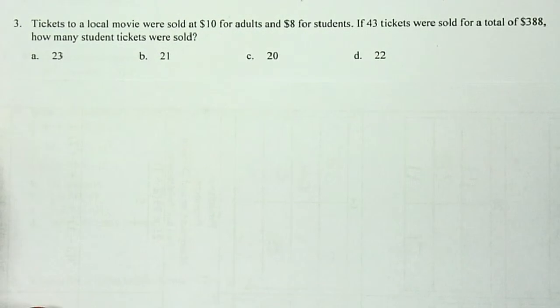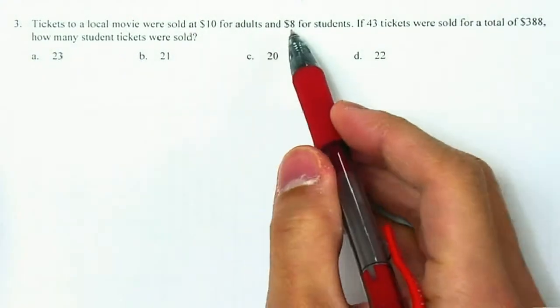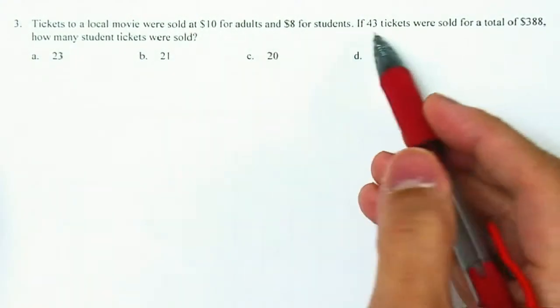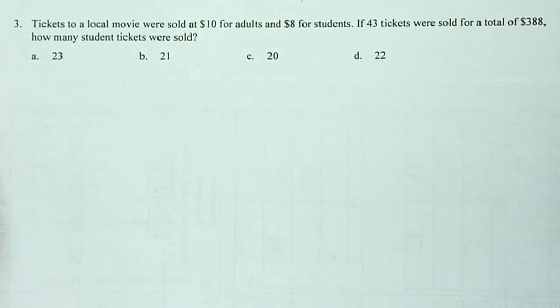Number 3 is a system of equations that we have to set up. It says tickets to a local movie were sold at $10 for adults and $8 for students. If 43 tickets were sold for a total of $388, how many student tickets were sold?